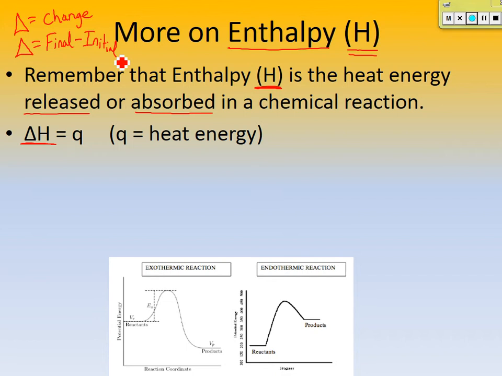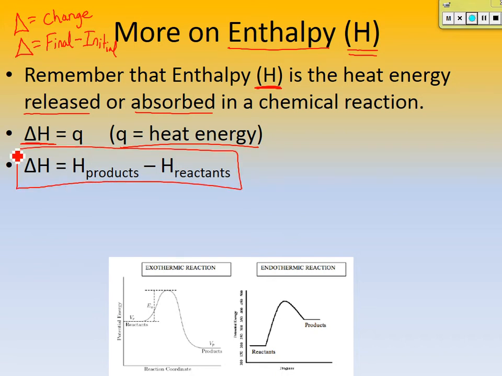And that's what we're going to be doing for the rest of this chapter, basically, is figuring out what delta H will be. So we're going to take the final state minus the initial state. Well, delta H equals Q, and I know we've seen this symbol before, but Q means heat energy. So the amount that we either gained or lost is equal to the heat energy that we either gained or lost.